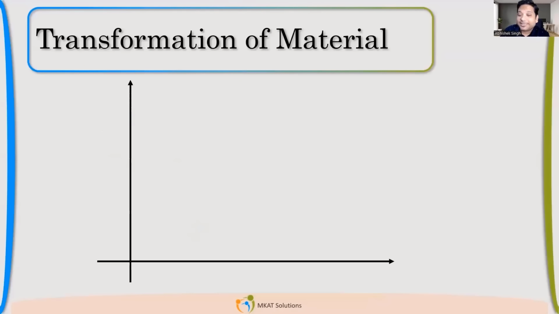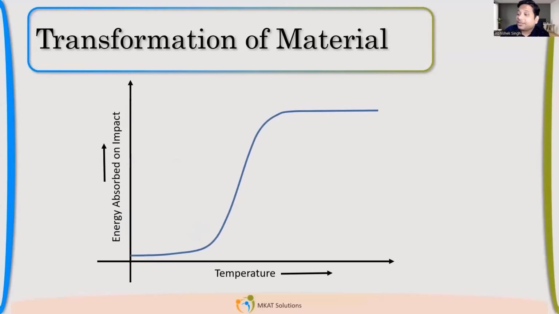So if you remember the basic concept, why are we talking about impact testing at all? What is the reason for doing impact testing? Because at lower temperature, my material loses its ductility. And ductility is actually energy taking capability, right? It loses its energy taking capability. It becomes brittle, which we don't want. We always want the material to remain ductile.